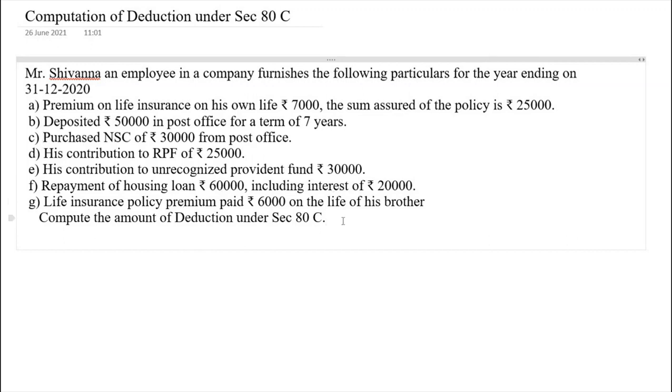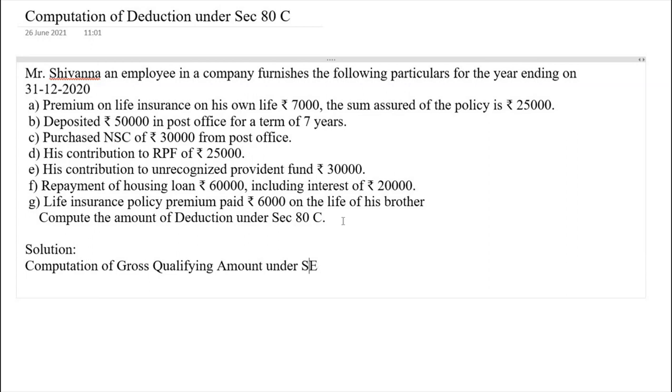So now let us go for computing here. Solution. There are two steps. Step 1 is ascertainment of the gross qualifying amount, and step 2 is the amount of deduction. So, computation of gross qualifying amount under section 80C.